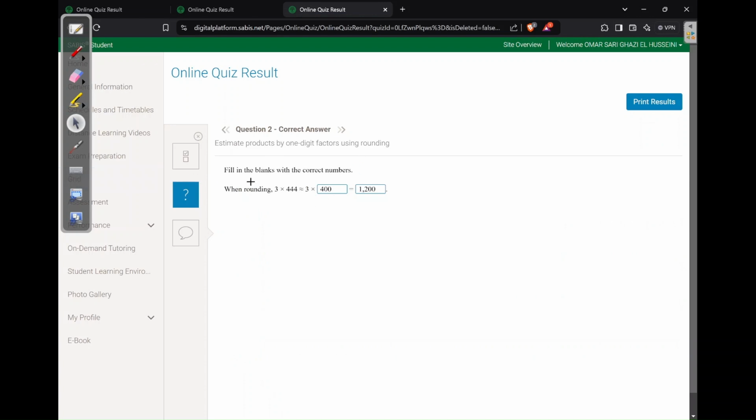Question 2. When rounding, we have to round the factors. Only this factor, since we cannot round the single digit. 3 times 400 equals 1,200. 3 times 4 equals 12, and we add the 2 zeros, 1,200.